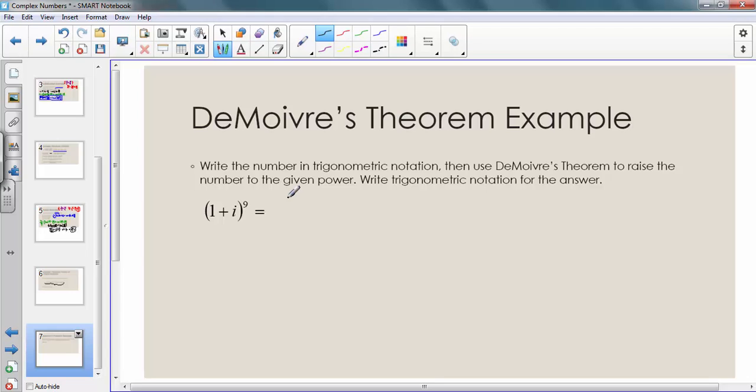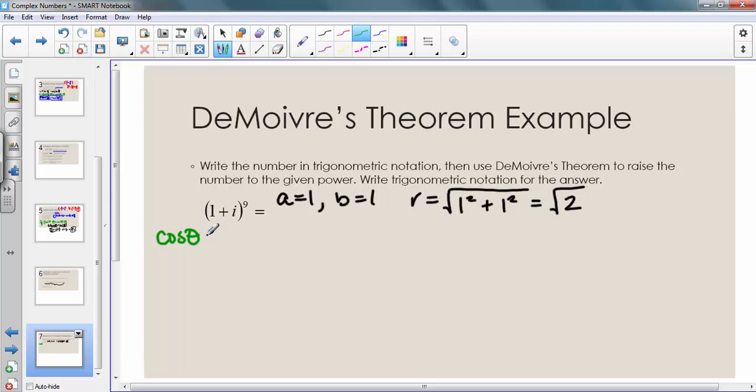So the first thing that we need to do is write this in trigonometric notation. So we have a equals 1 and b equals 1. Again, the first thing we want to do is find r. r equals the square root of a squared, so 1 squared, plus b squared, again 1 squared, and that's going to give me the square root of 2. Then we need to find theta. So the cosine of theta equals a over r. A is 1, r is root 2. But we never want to leave that radical in the denominator, so I need to multiply both the denominator and the numerator by square root of 2. And I get root 2 over 2.